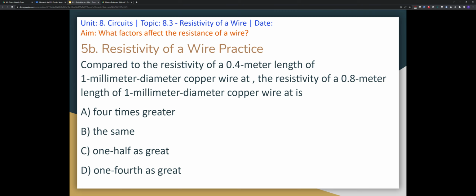Students don't really read, and so they think that they're asking you to compare the resistance, and they see that, well, you double the length, so I must double my resistance. And that's really the most common mistake students make. The question is not asking you about resistance, the question is asking you about resistivity. All right?